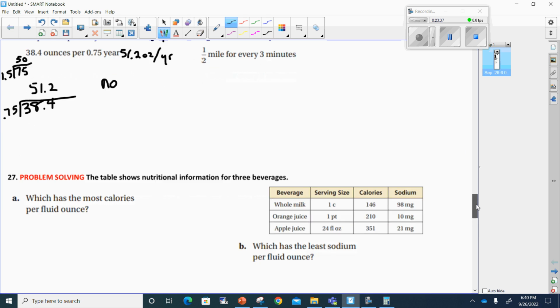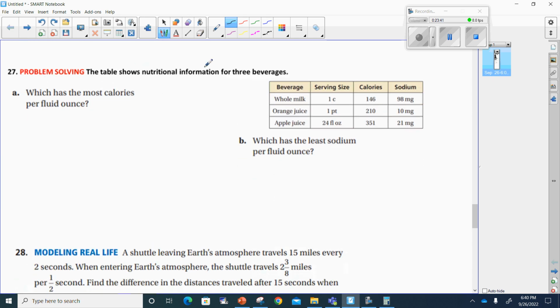All right, number 26 is for you to do. I got number 27. The table shows nutritional information for the three beverages. What has the most calories per fluid ounce? Whole milk has 146 calories for 1 cup. Orange juice has 210 calories per 1 pint. And apple juice has 351 calories for 24 fluid ounces. So all these are in different units. We're going to have to find a unit table to tell us cups, pints, and ounces.